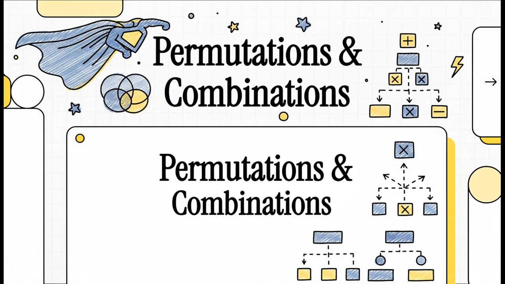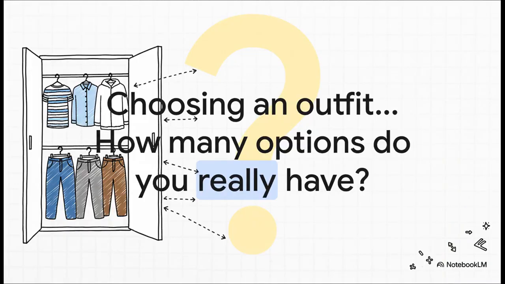Let's dive in. So let's start with something you do every single day, choosing what to wear. Just imagine, you're looking at your clothes, you have a few pants, a few shirts. How many different outfits can you actually make? You see, this isn't just some boring math from a textbook. It's everywhere in your life. And this simple, everyday question is the key to unlocking this whole chapter.